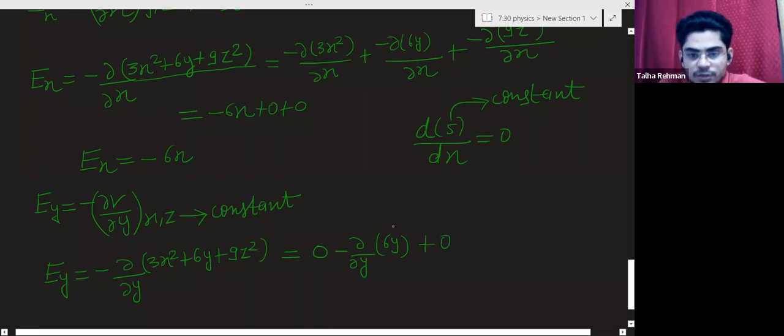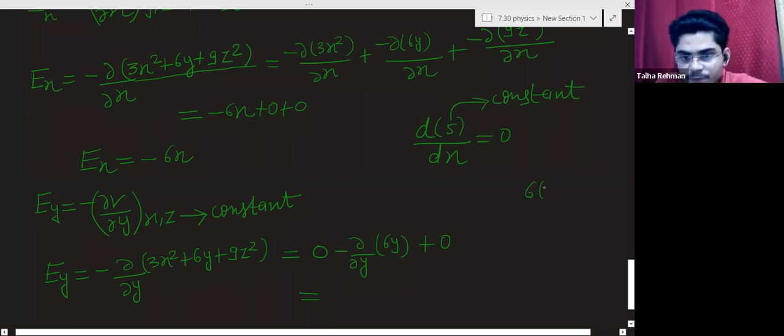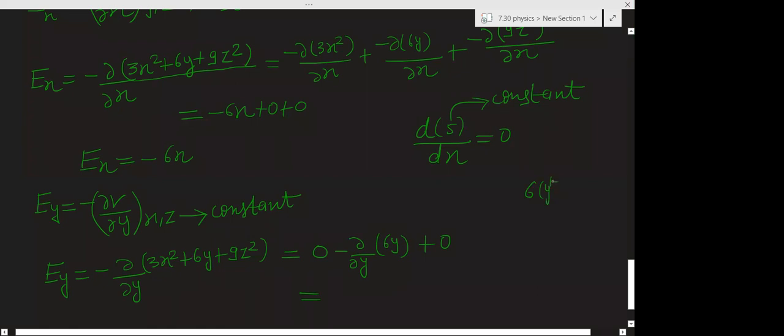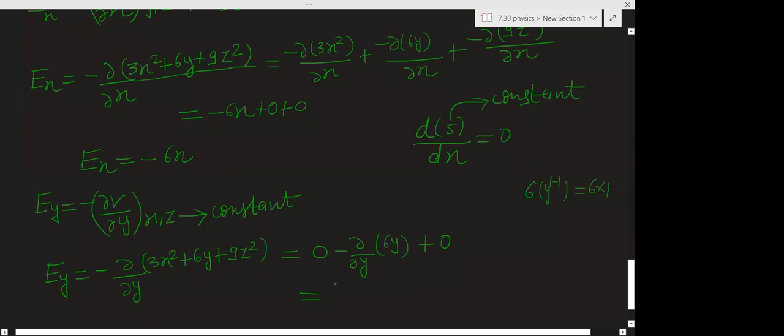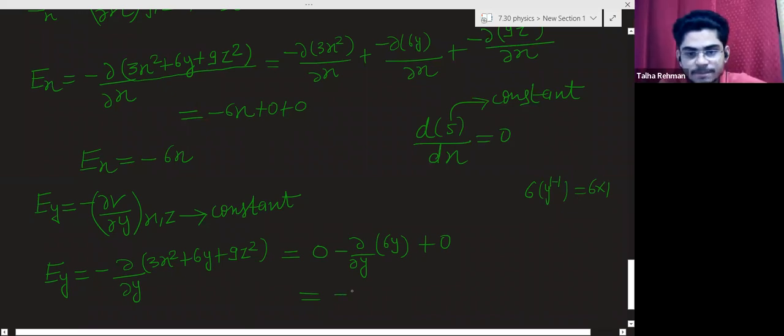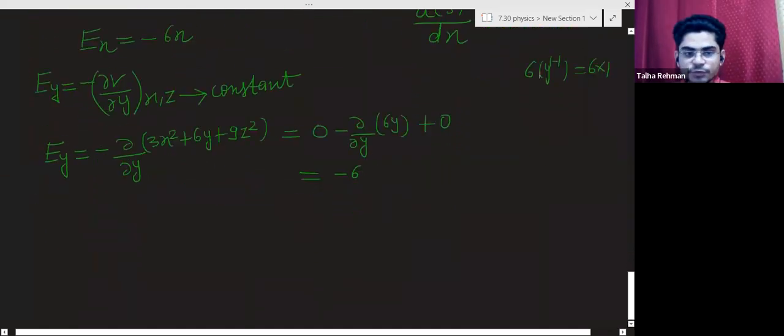Now you should find the partial differentiation of this. What I have told you: 6y is 6 into y to the power 1, so it will be 6 into 1. Very good. So this will be minus 6. Similarly, we can do it for Ez.